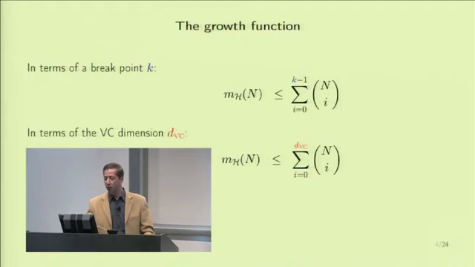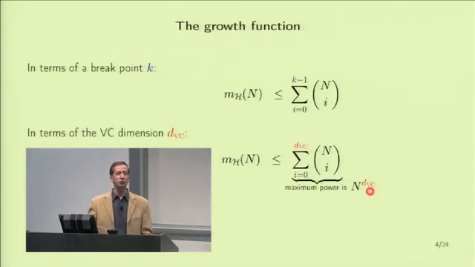And furthermore, when you look at the maximum power in this polynomial, the maximum power happens to be n to the VC dimension. So the VC dimension will also serve as the order of the polynomial that bounds the growth function of a hypothesis set that has that VC dimension. Okay, all of this is very simple.